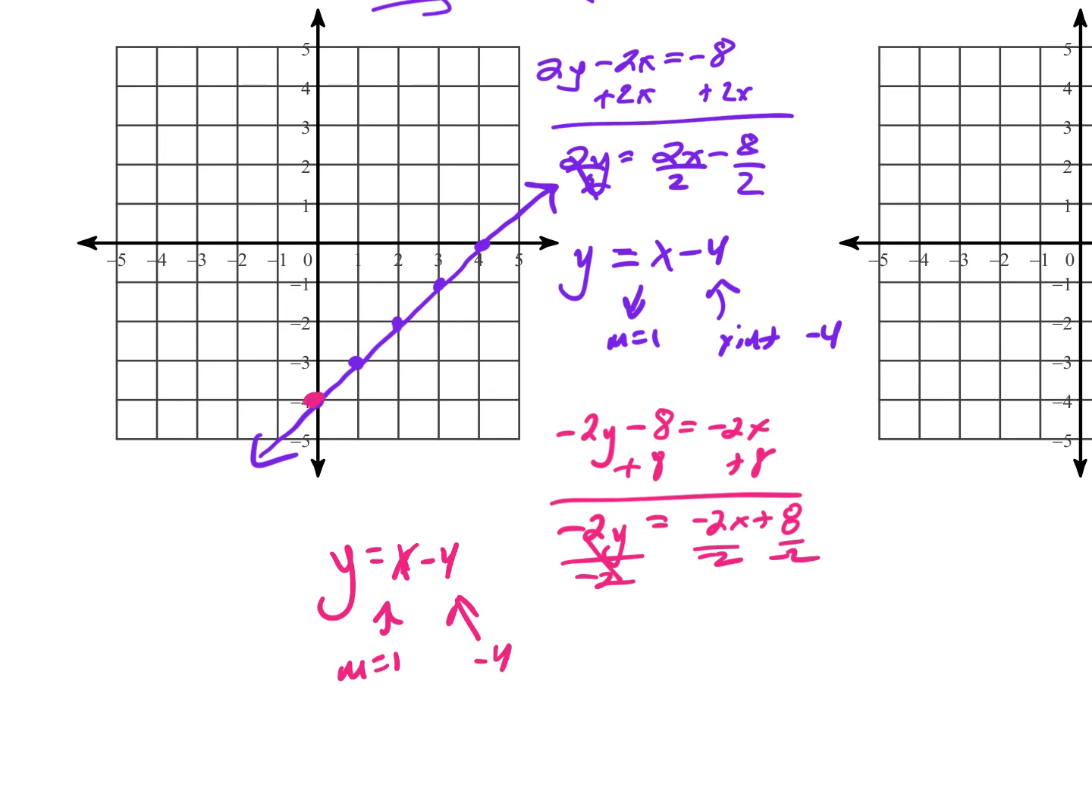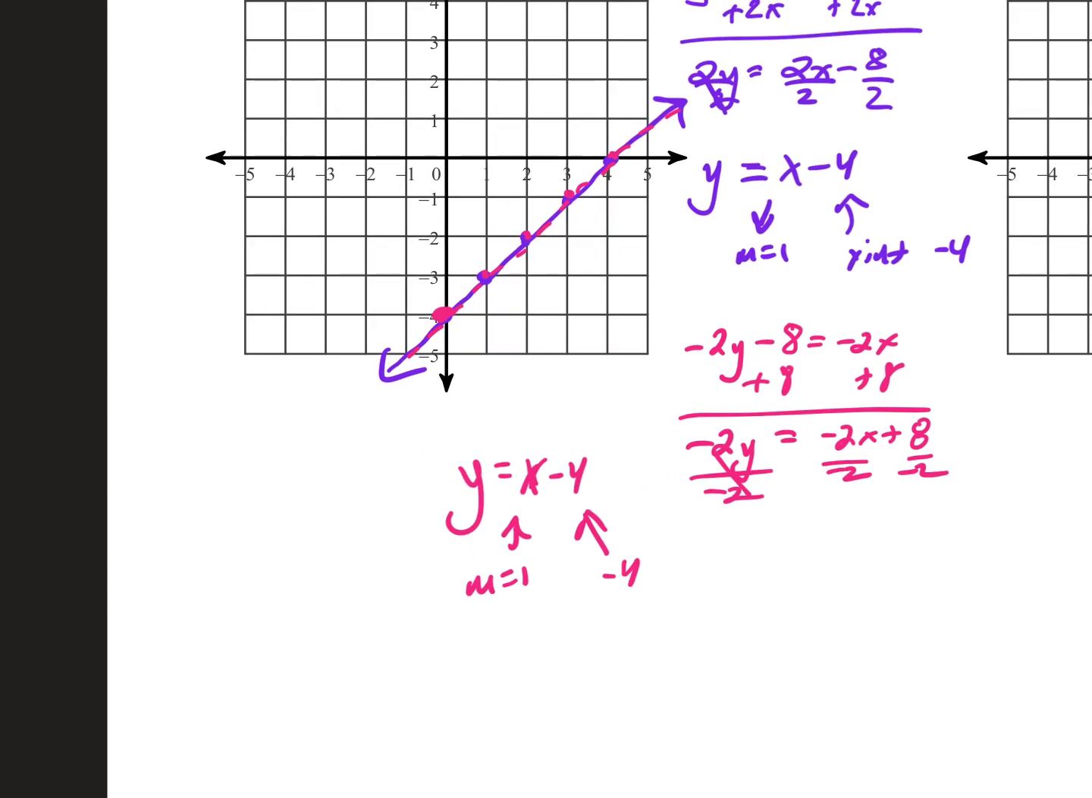So I go to here to negative 4, and then I go up 1, over 1, up 1, over 1, up 1, over 1, up 1, over 1, and I connect my dots. What do you guys notice about the purple line and the pink line? They are right on top of each other. What does that tell you?